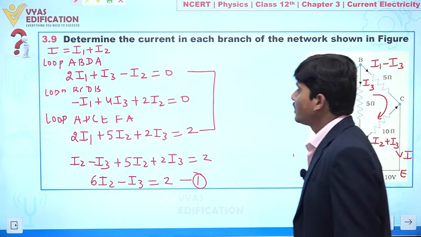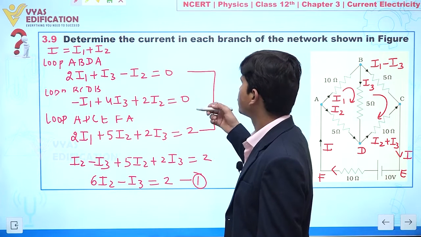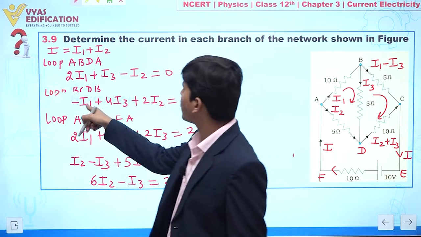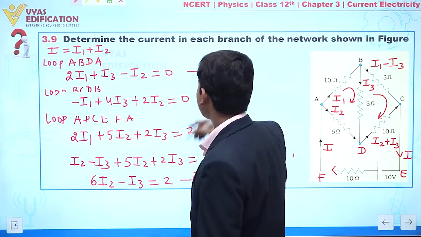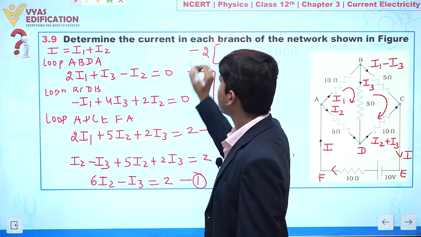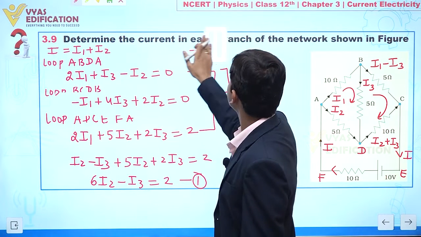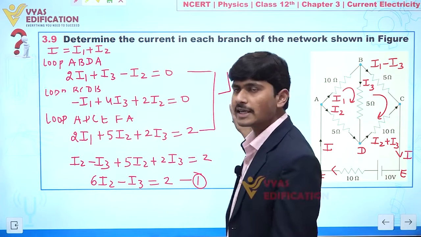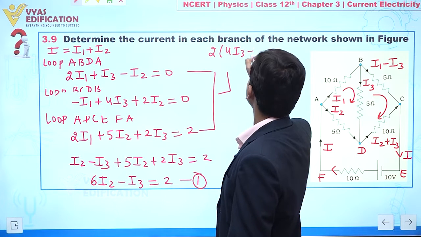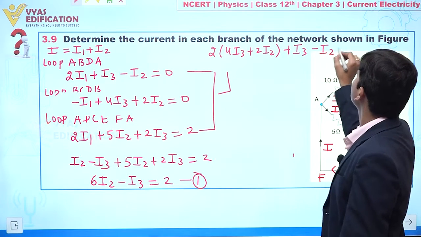Now if you observe these two equations, listen carefully. We can put the value of I1 from here in this equation. So I can write it like this: 2 times I1. The I1 value, I am writing here, minus 2 times I2 plus 4 times I3. Since I1 is going to the right side, we get positive, so I can say 2 times 4I3 plus 2I2, plus I3 minus I2 should be equal to 0.